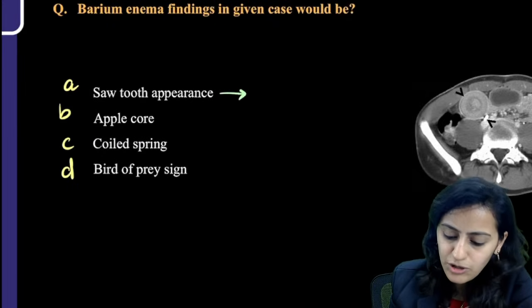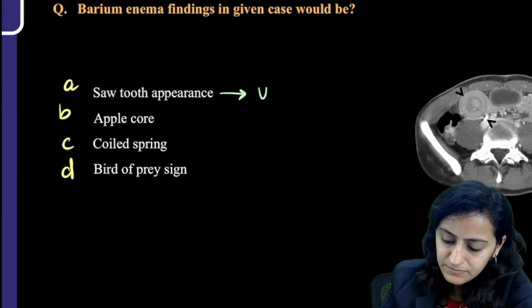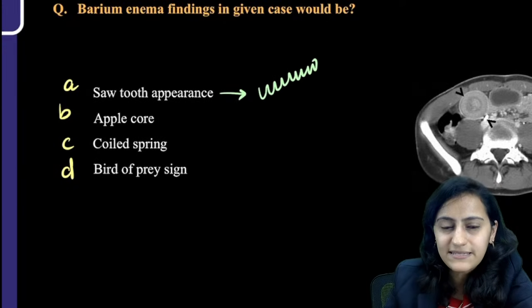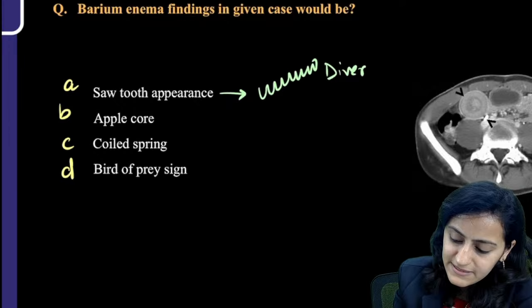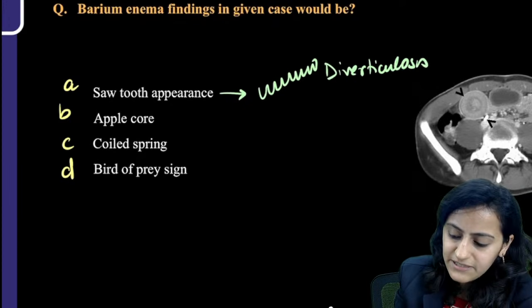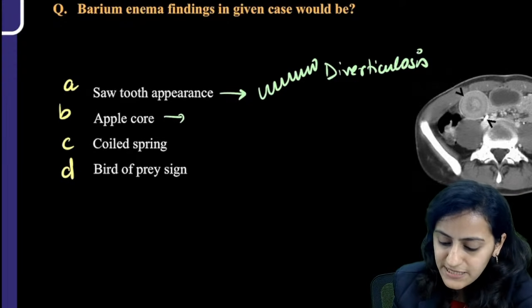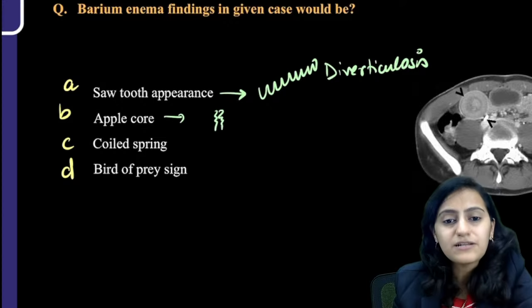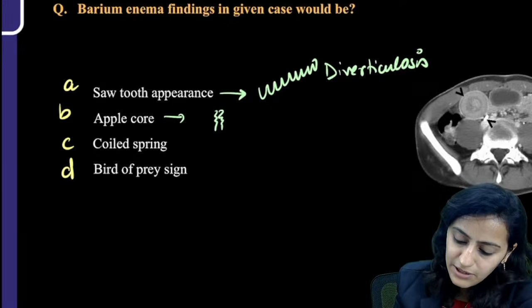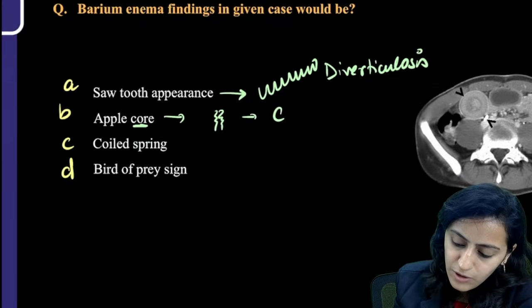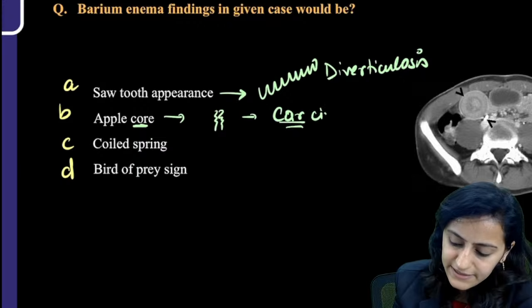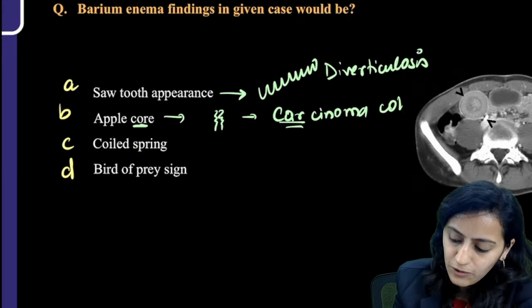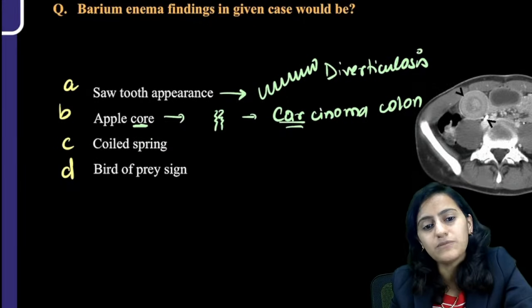Where do you see the sawtooth appearance in barium enema? The sawtooth appearance is like this. So the sawtooth appearance is seen with colonic diverticulosis. Where do you see the apple core? Apple core is the narrowing, the irregular narrowing. Core, COR, is seen in CAR, that is, it is seen in carcinoma colon. Okay, that is seen in carcinoma colon.